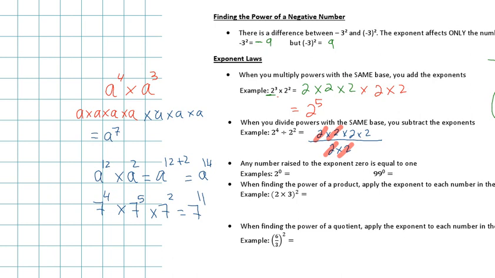Okay. Now what do I have left? 2 by 2, which is what if I want to write it as an exponent? 2 times 2 is 2 to the power of 2. Good.